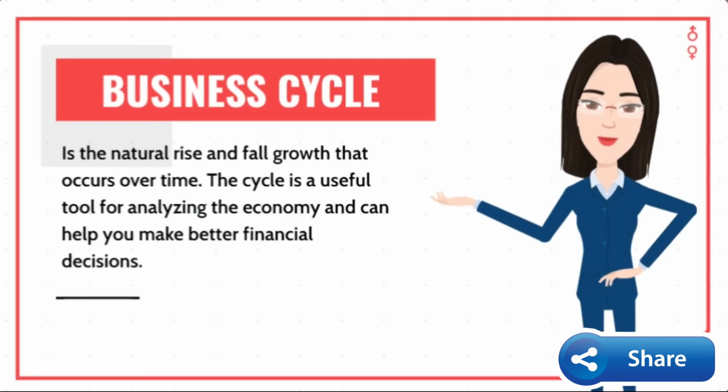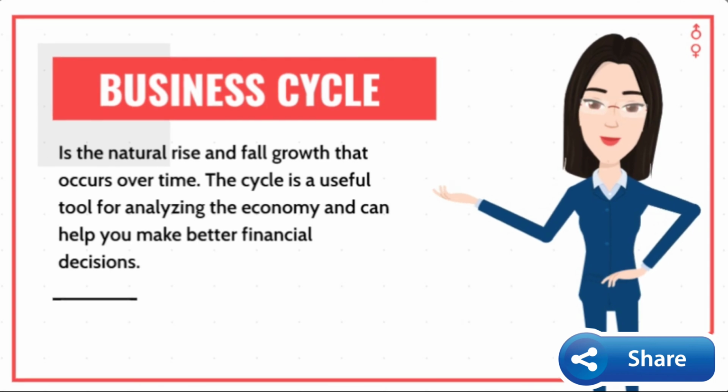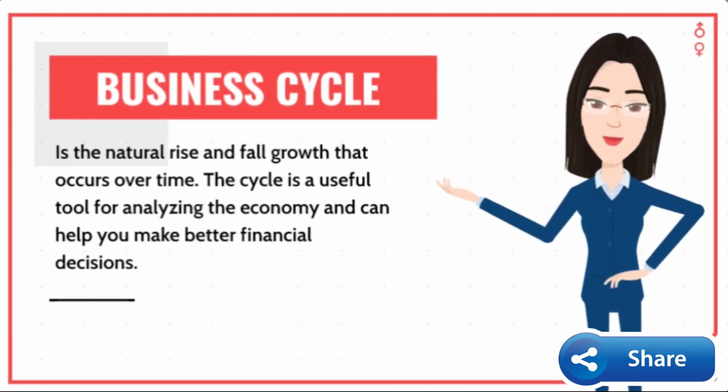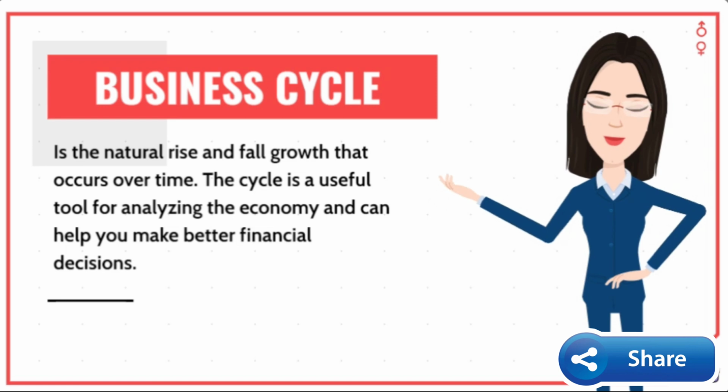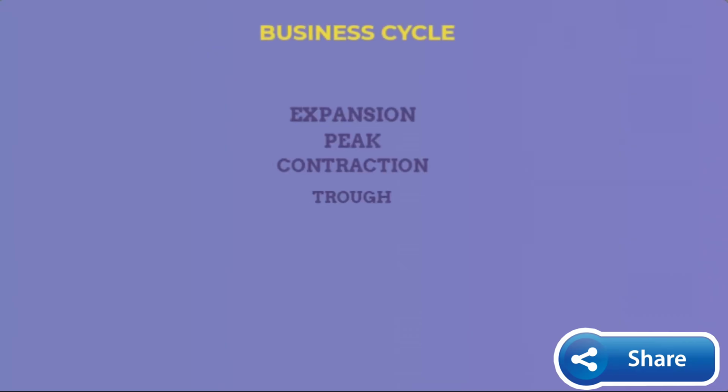Now let's move on to business cycle. What is business cycle? The business cycle is the natural rise and fall of economic growth that occurs over time. The cycle is a useful tool for analyzing the economy and can help you make better financial decisions. The duration of a business cycle is the period containing one expansion and contraction in sequence. One complete business cycle has four phases, which are the expansion, peak, contraction, and trough.